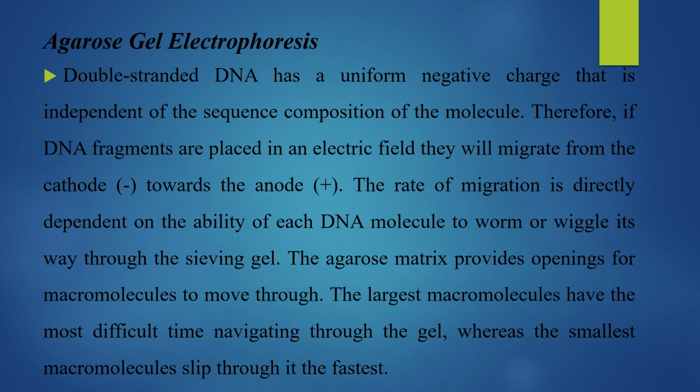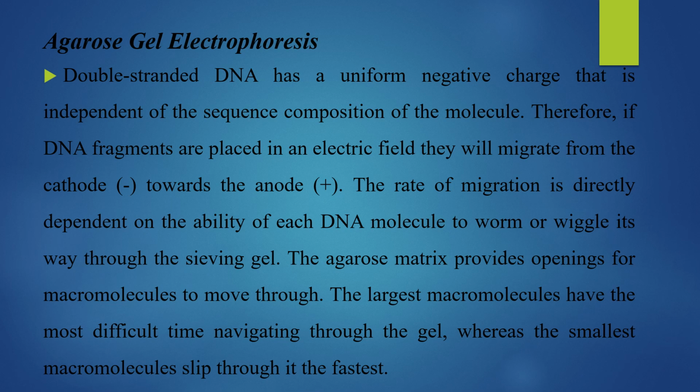So the double-stranded DNA has a uniform negative charge that occurs independent of the sequence or composition of the molecule. Therefore, if DNA fragments are placed in an electric field, they will migrate from the cathode towards the anode. The rate of migration is directly dependent on the ability of each DNA molecule to worm or wiggle its way through the sieving gel.